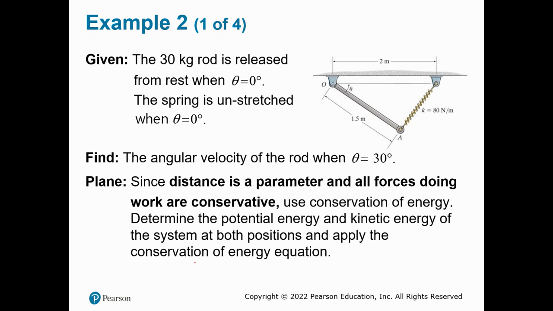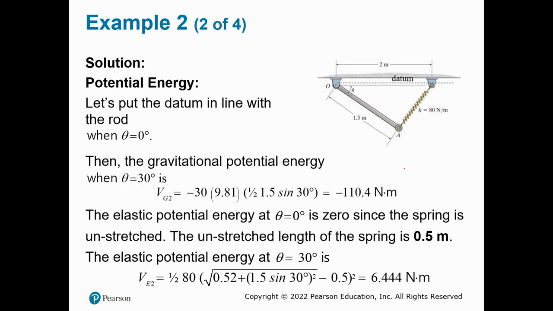Next one, we have a 30 kilogram rod released from rest at 0 degree. At 0 degree, the spring is unstretched. We're looking for the angular velocity at theta equals 30 degree. So what we're going to do, still the same thing, we're looking at the datum as being 0 degree. That means at 0 degree there's no gravitational potential, and since the spring is unstretched, there's no elastic potential either. So at position zero, theta equal to 0 degree, the total overall is zero.